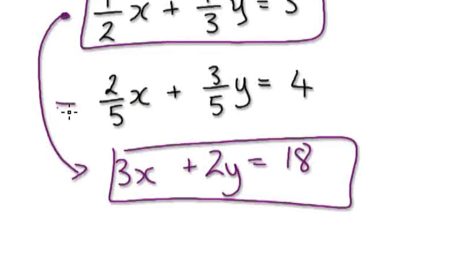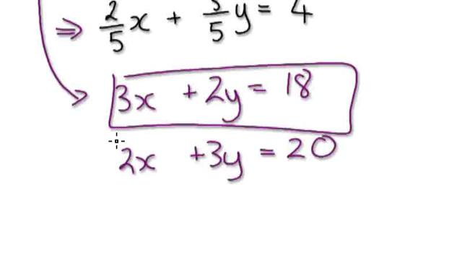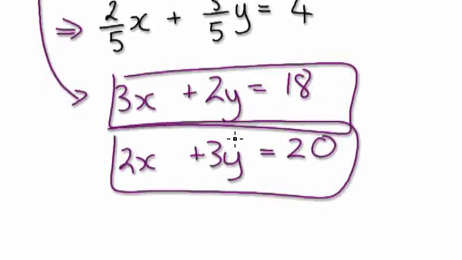Now here I'm going to times everything by 5. So this here would be 2x, and this here would be plus 3y, and then this here would be 20. Okay, now this is what I'm familiar with. So now let's eliminate one. Which one's easier to eliminate? It doesn't matter. Let's call this equation 1, equation 2.